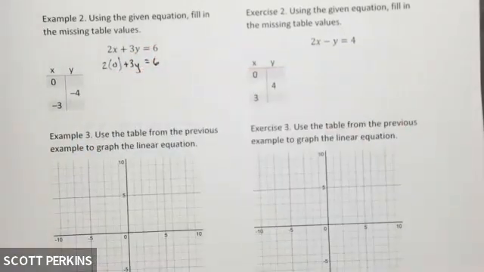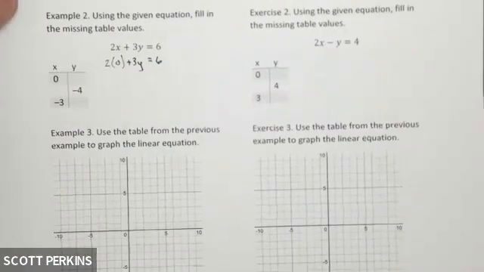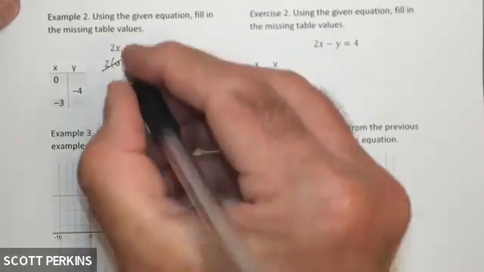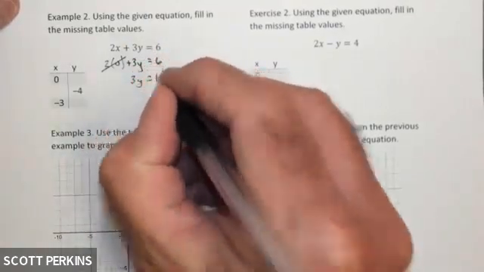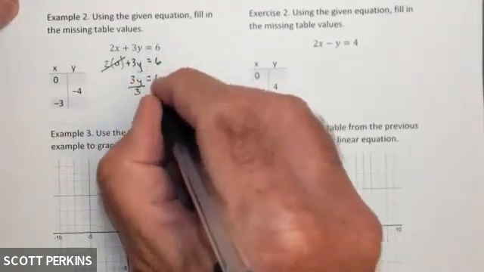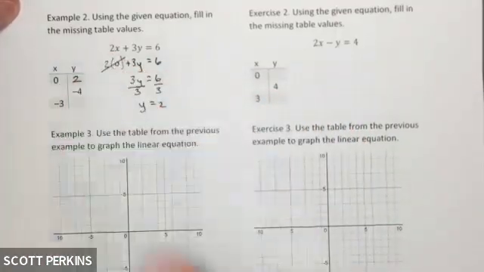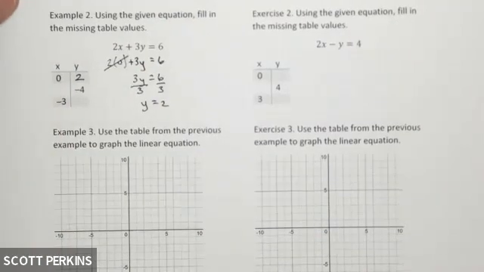So I've got 2 times 0 plus 3y is 6. Anything times 0 is 0. It's my favorite number to plug in. So then I get 3y equals 6. And then when I divide both sides by 3, as we learned to do last week, I've got y equals 2. So the y value indeed is 2. So thank you for whoever provided that. I was not ignoring you.